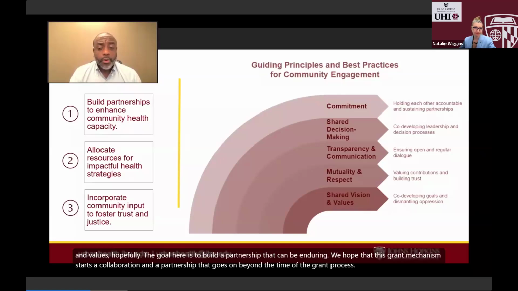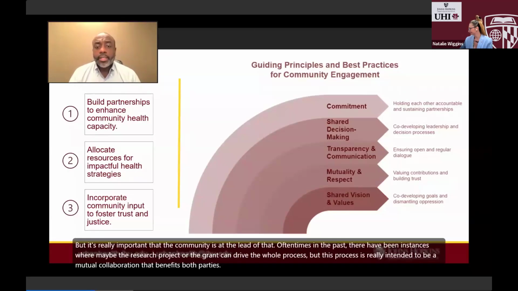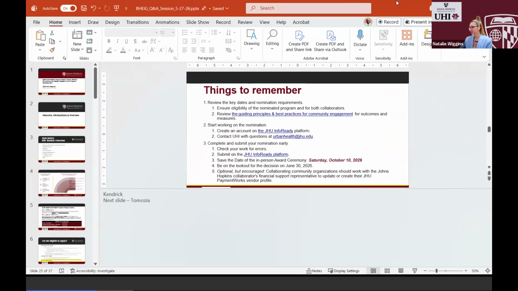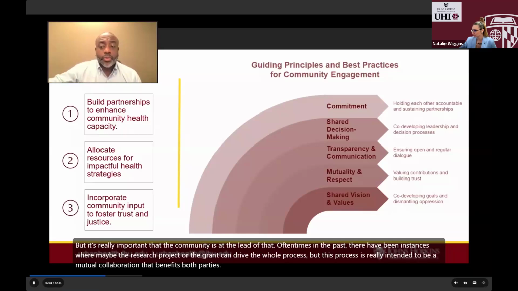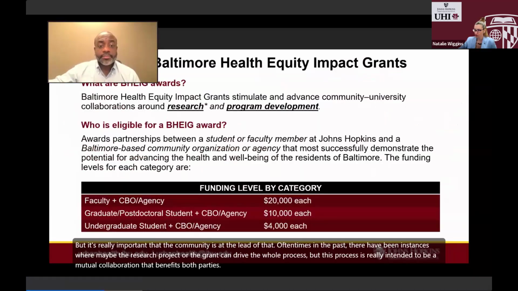We hope that this grant mechanism starts a collaboration and a partnership that goes on beyond the time of the grant process. But it's really important that the community is at the lead of that. Oftentimes in the past, there have been instances where the research project or the grant can drive the whole process, but this process is really intended to be a mutual collaboration that benefits both parties.